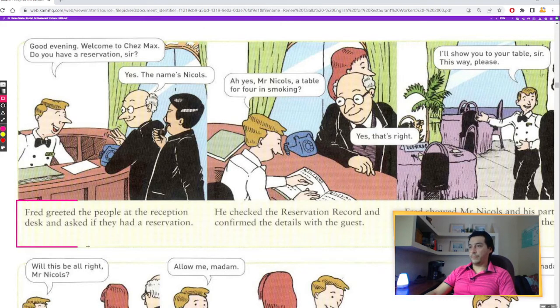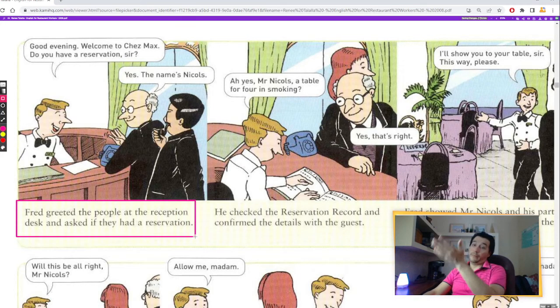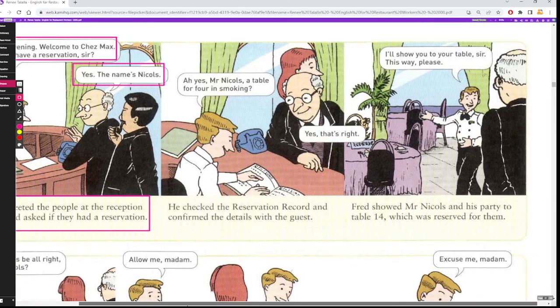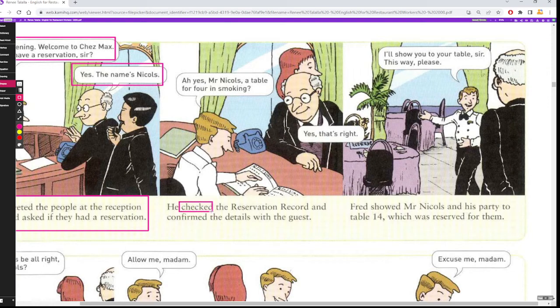Fred greeted the people at the reception desk and asked if they had a reservation. Good evening. Welcome to Shemax. Do you have a reservation, sir? Yes, the name's Nichols. He checked the reservation record and confirmed the details with the guest. Ah, yes, Mr. Nichols. A table for 4 in smoking? Yes, that's right. Fred showed Mr. Nichols and his party to table 14, which was reserved for them.